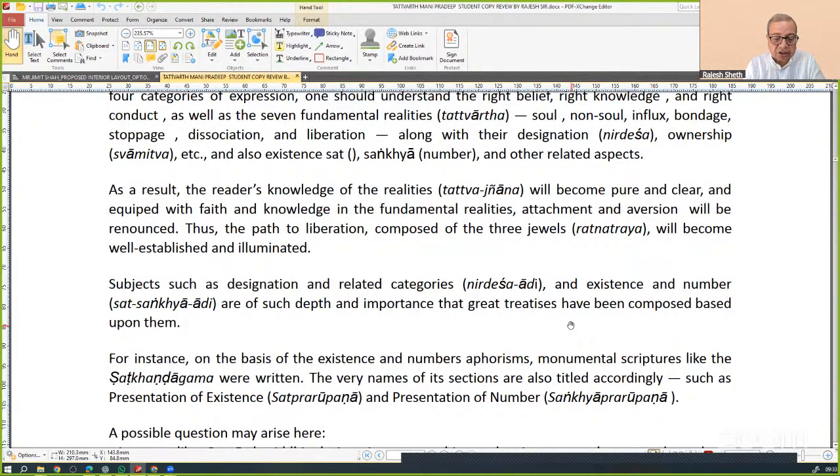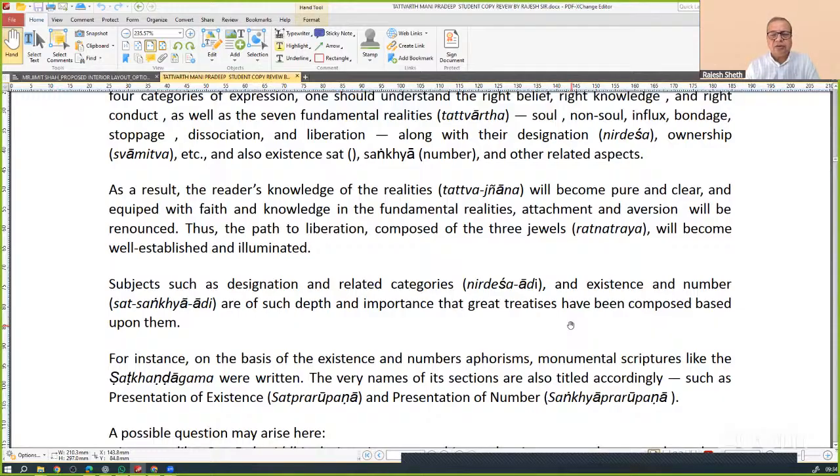And what is specific? The description of inferiority or superiority of one substance in comparison to another is called alpabahutva. So these are the 8 tools to know a particular substance. And why do we want to know that particular substance? Because we want to manifest the 3 jewels and we want to know the 7 fundamental elements.